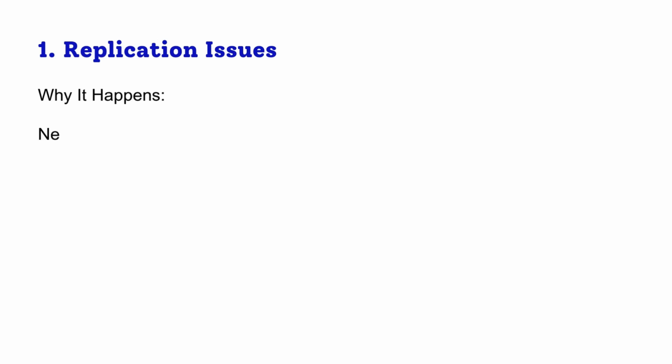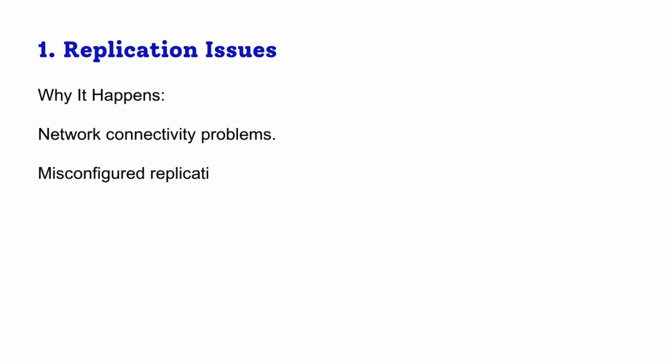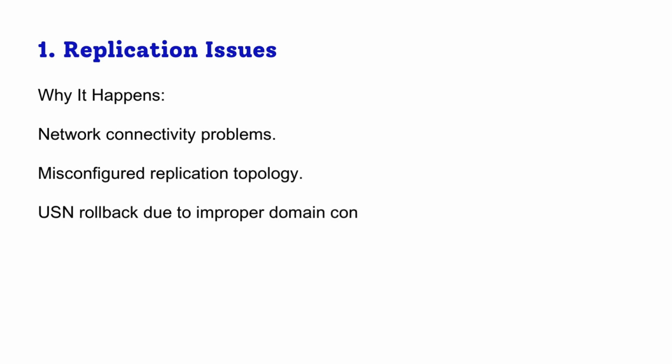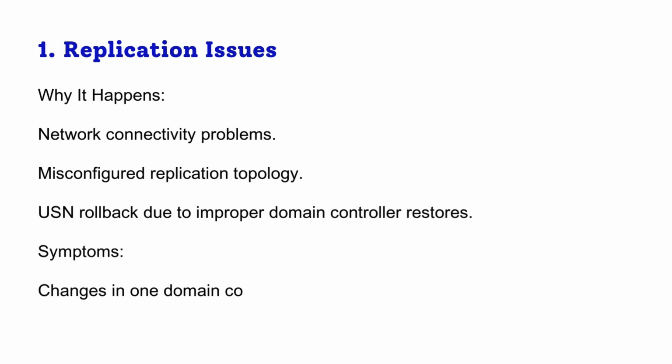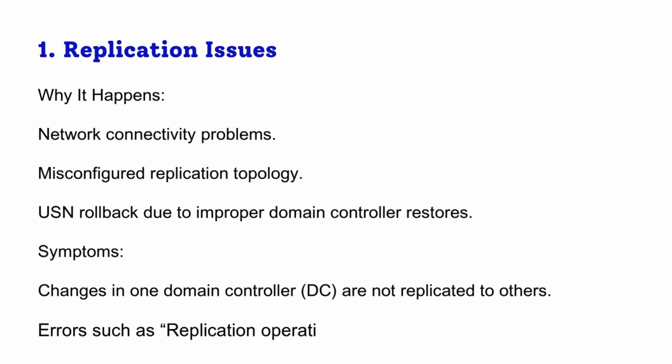Number one is replication issue. So what happens? There could be some network connectivity problem, misconfiguration of replication topology, and USN rollback due to improper domain controller restores. Symptoms are, you can see changes in the domain controllers are not replicating to the others, and you will be getting errors such as replication operations encountered a database error.